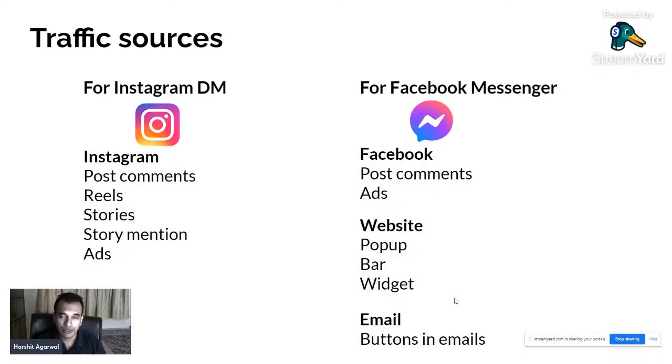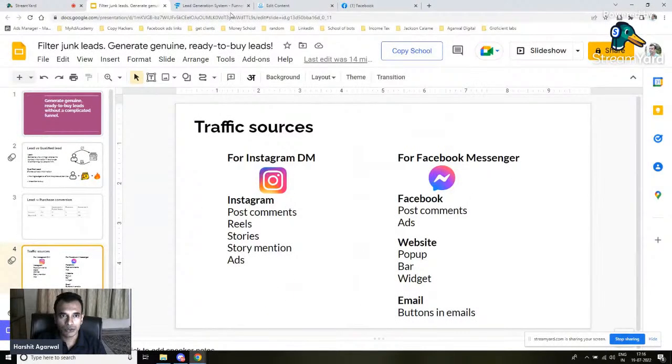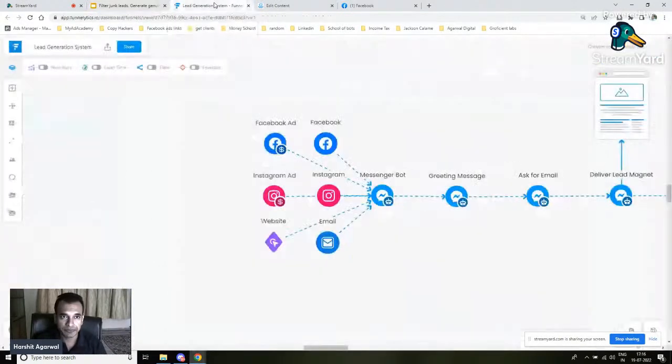If you already have an engaged email list, then you can actually place buttons in your emails which will link to this funnel. So these are the sources of traffic through which you can actually get people into this system.